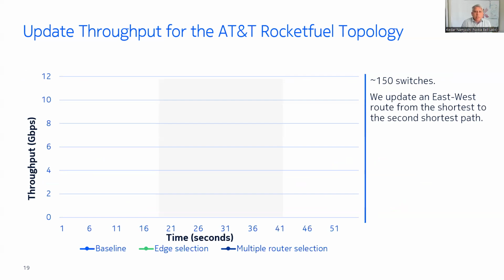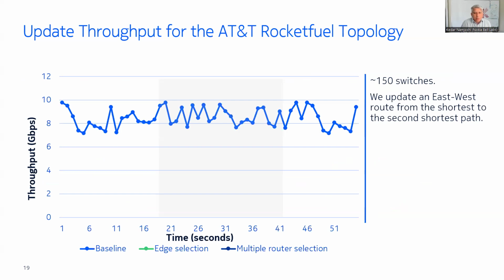The AT&T topology is a wide area network in the continental US that has about 150 switches. What we do is update an East Coast to West Coast route from the shortest to the second shortest path. That's a pretty arbitrary choice, but that's what we do. And you can see three things. First, the baseline, where no updates are taking place. That's how the throughput looks. Now we start the update at 20 seconds. It's over by 40 seconds.